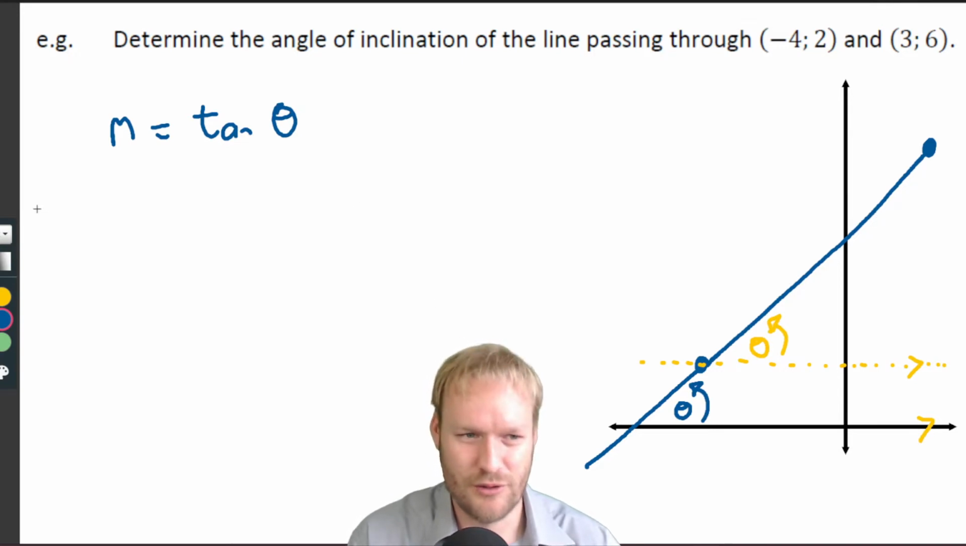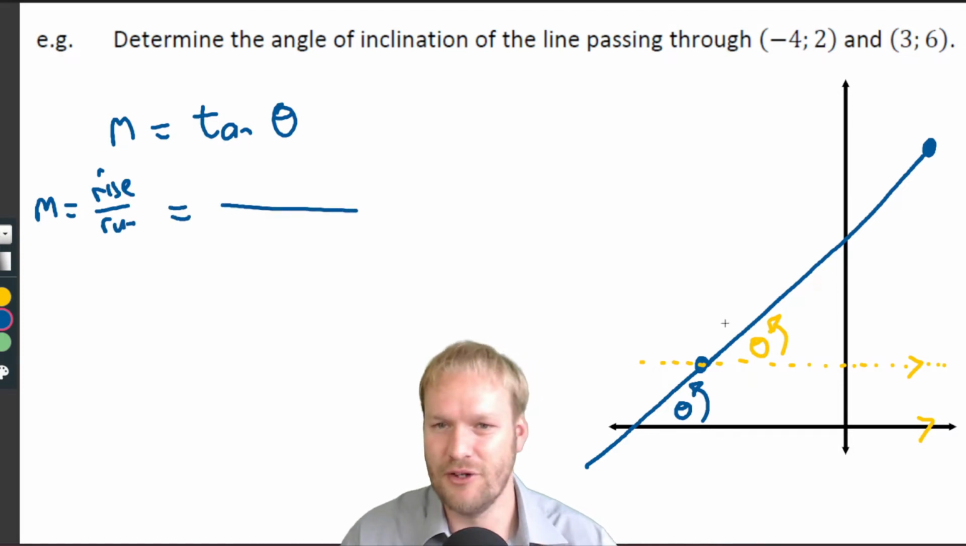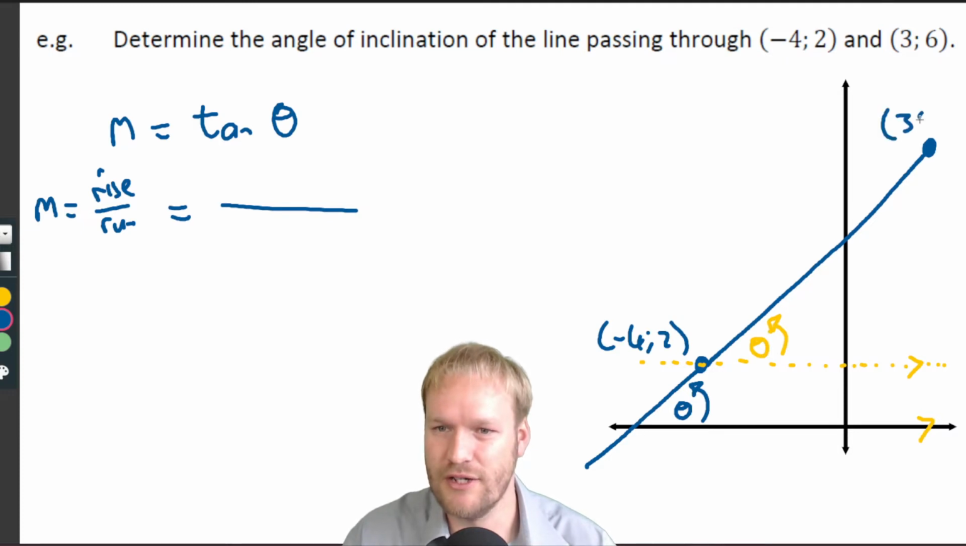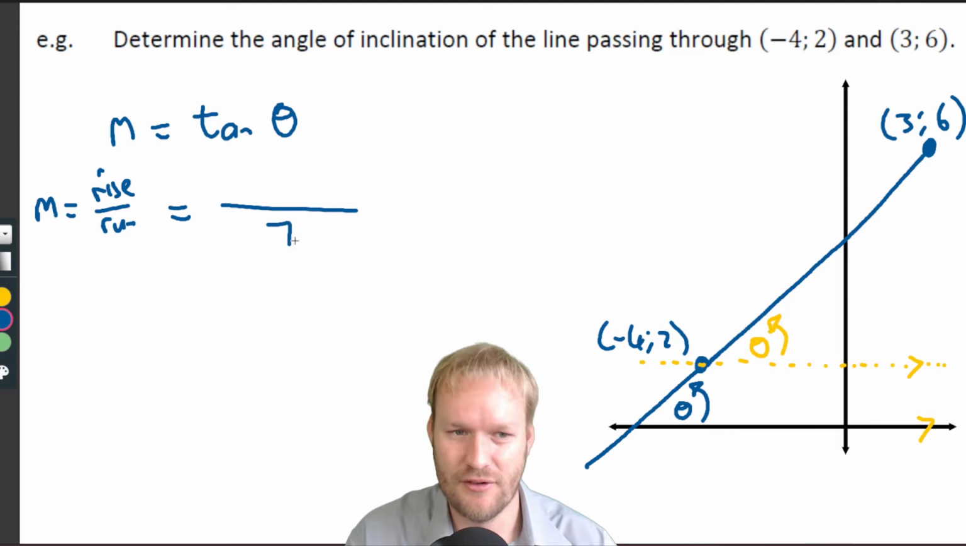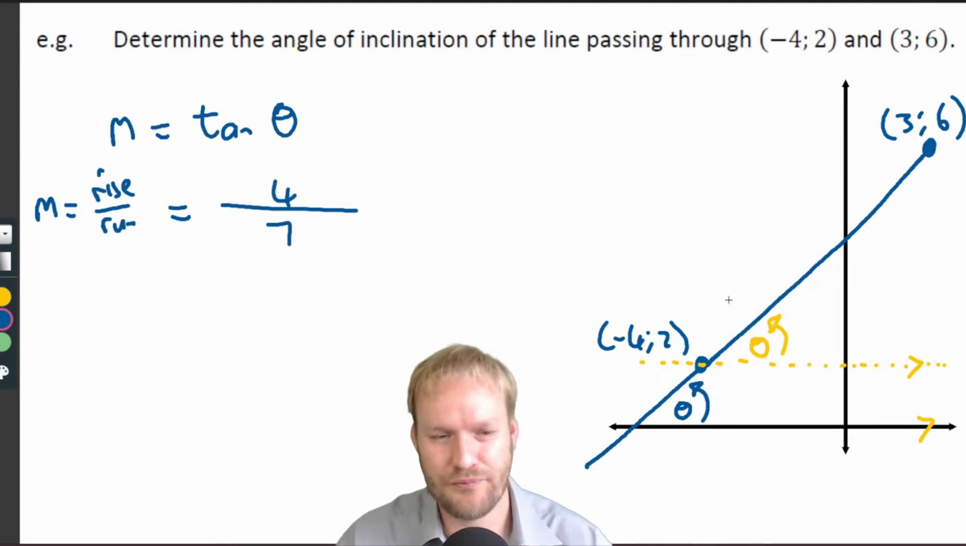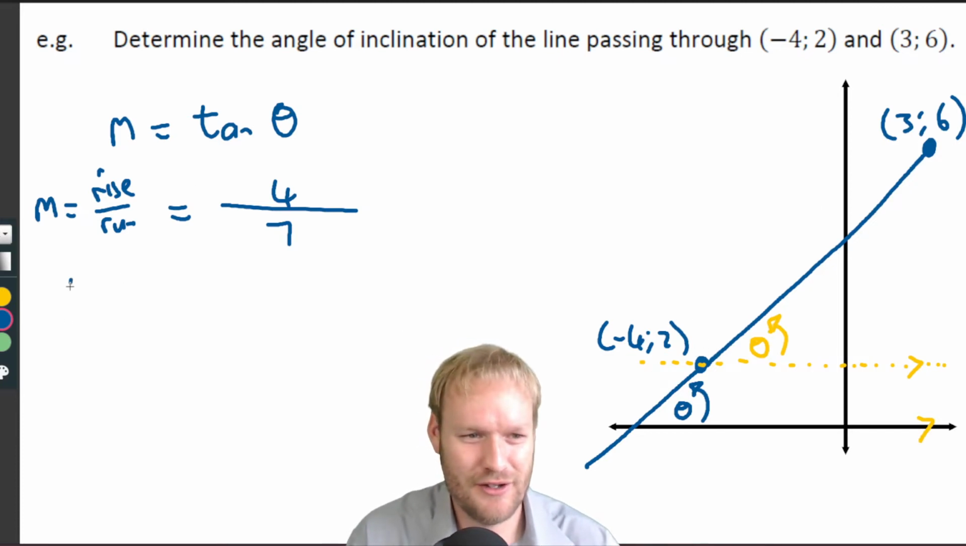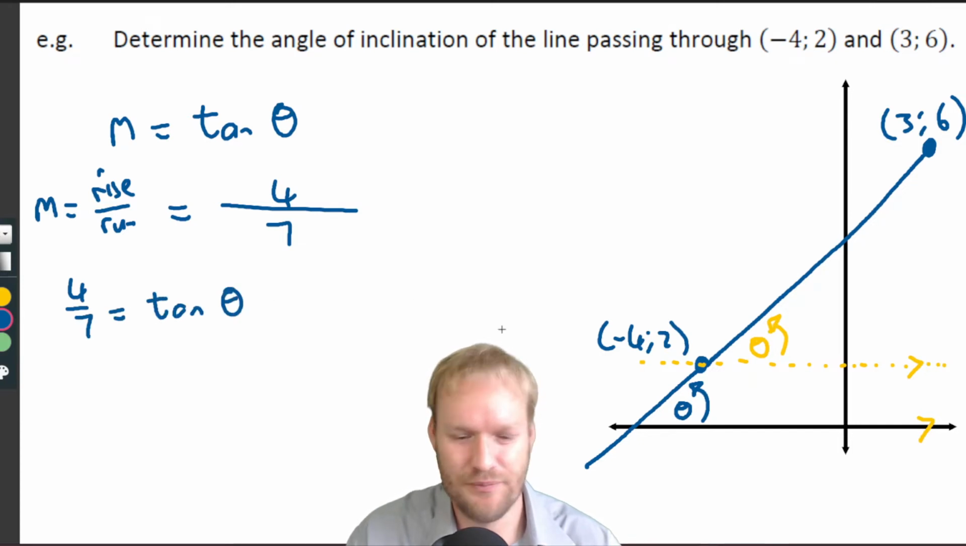So we have to work out what our gradient is first. So m equals rise over run. And I'm going to go from this point here, (-4, 2), to this point here, (3, 6), running along by 7, rising by 4. So that's our gradient. Okay, the importance of actually putting the coordinates in, I think, is helpful. So we know that 4/7 equals tan theta.